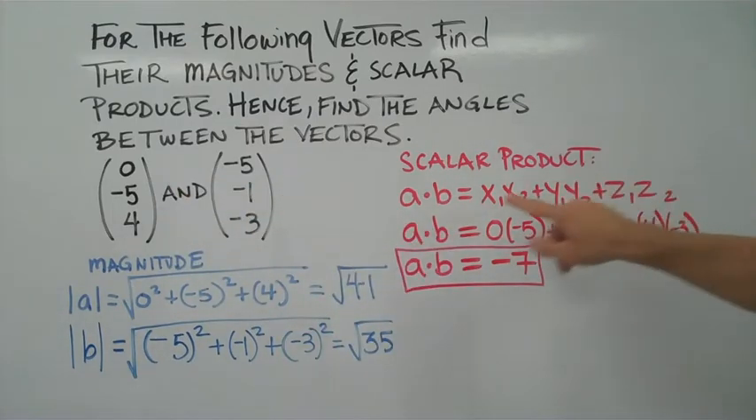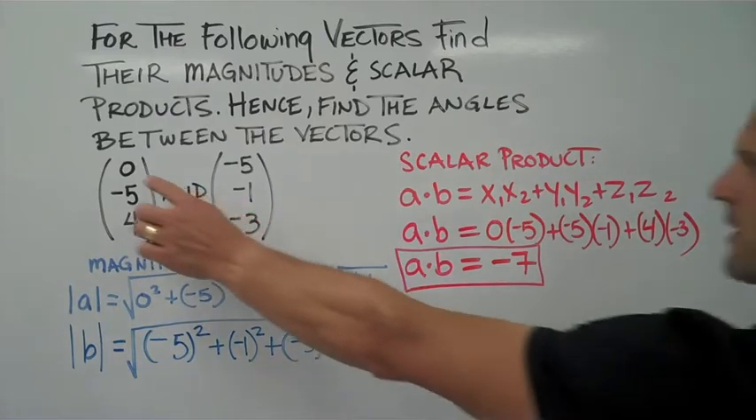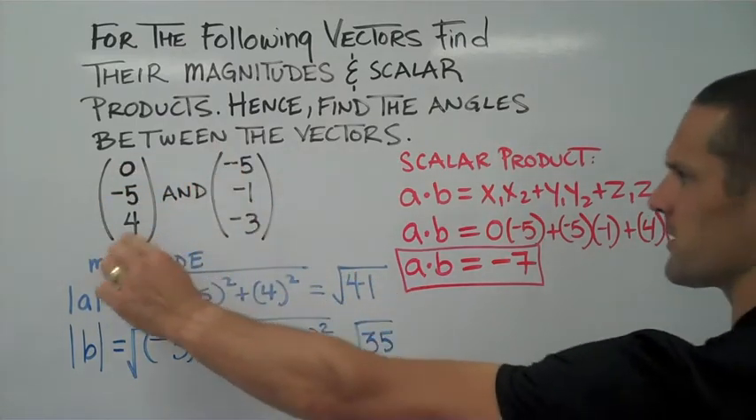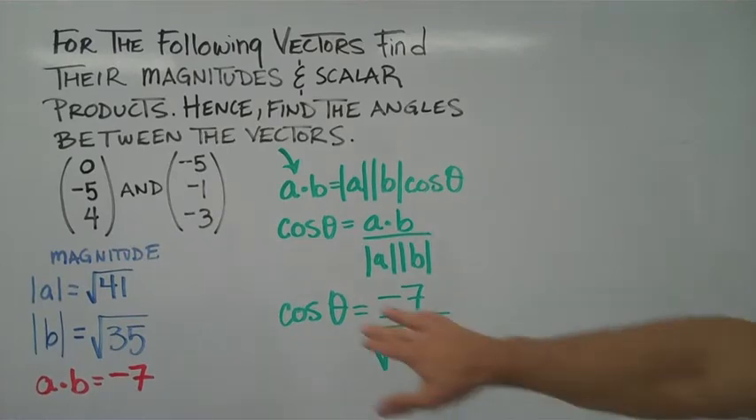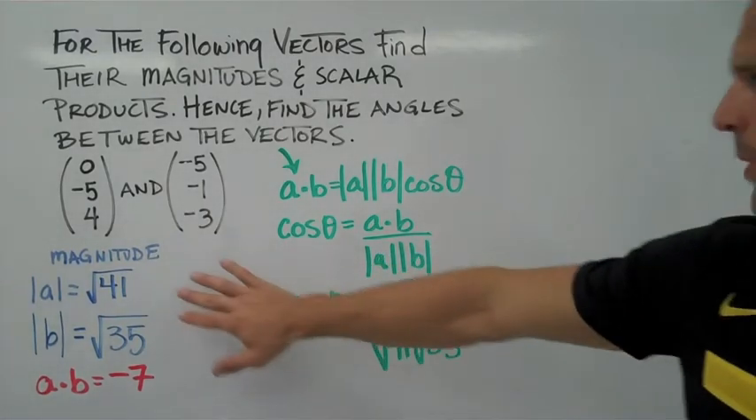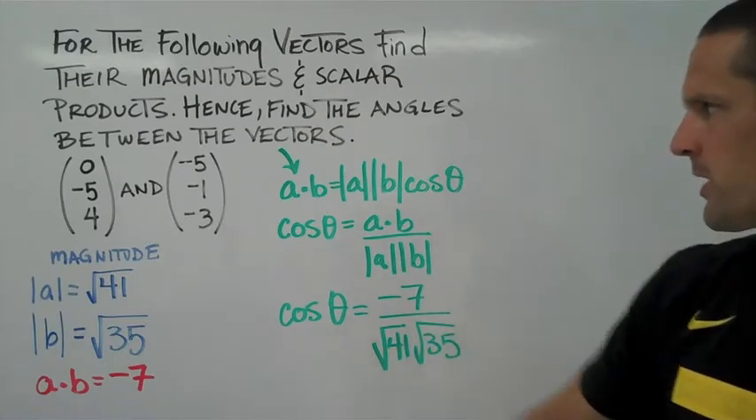The scalar product, we know A dot B is x1 x2 plus y1 y2 plus z1 z2. I went this times this plus this times this plus this times this, add them up, and I get the dot product A dot B is negative 7. So we just found that the magnitude of A was the square root of 41 by Pythagorean theorem, the magnitude of B was the square root of 35, and our dot product was negative 7.